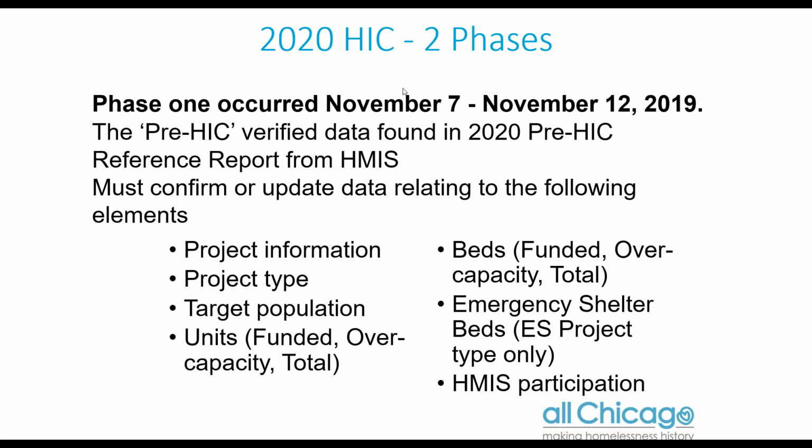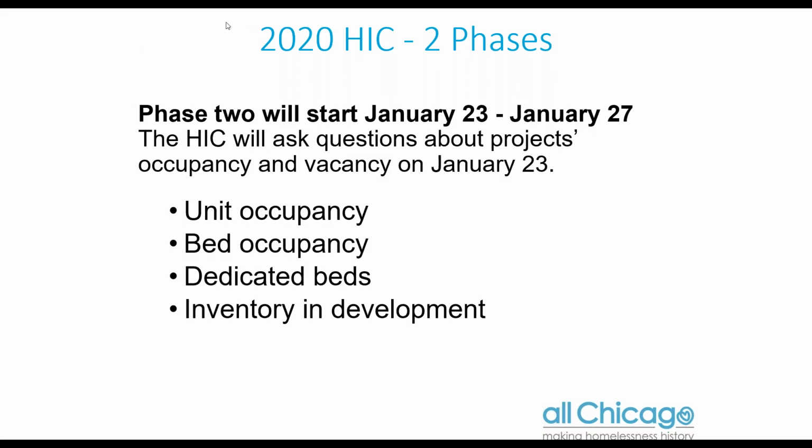We've asked questions related to these data elements already, when previously we would ask all of these data elements, and we would also ask about the unit occupancy and bed occupancy, the number of beds that are dedicated to specific individuals or population types, and what types of changes are happening in your inventory. We would ask for all 10 or 11 of these different data elements in one survey. And this year, we're breaking it up into 2 phases.